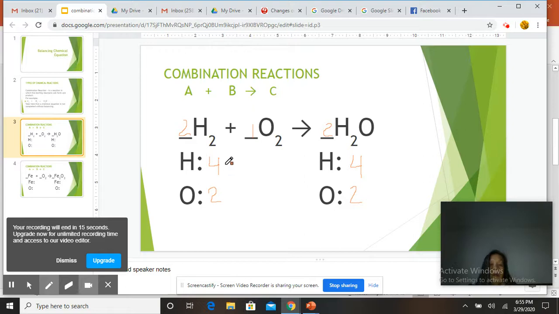Now, take a look one more time at the left and right sides of the equation: hydrogen 4, oxygen 2, oxygen 2. It is now balanced. So this is balancing.